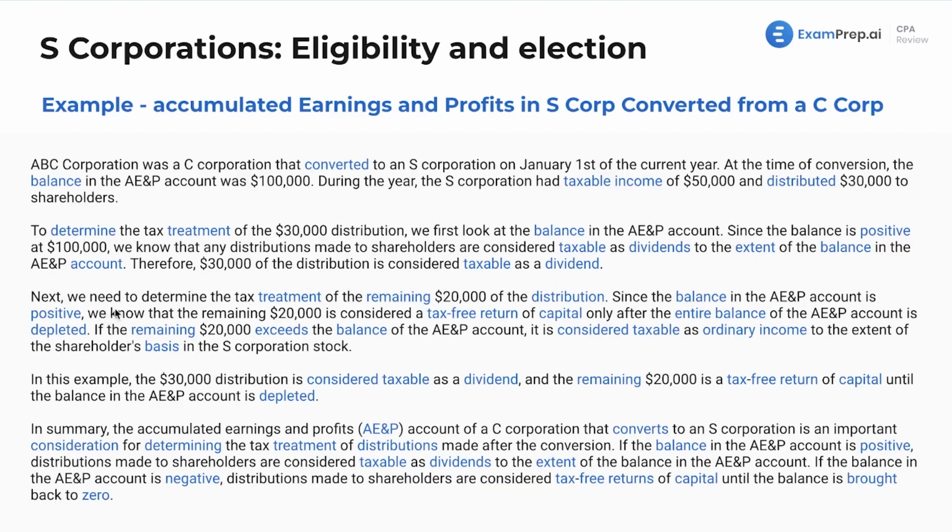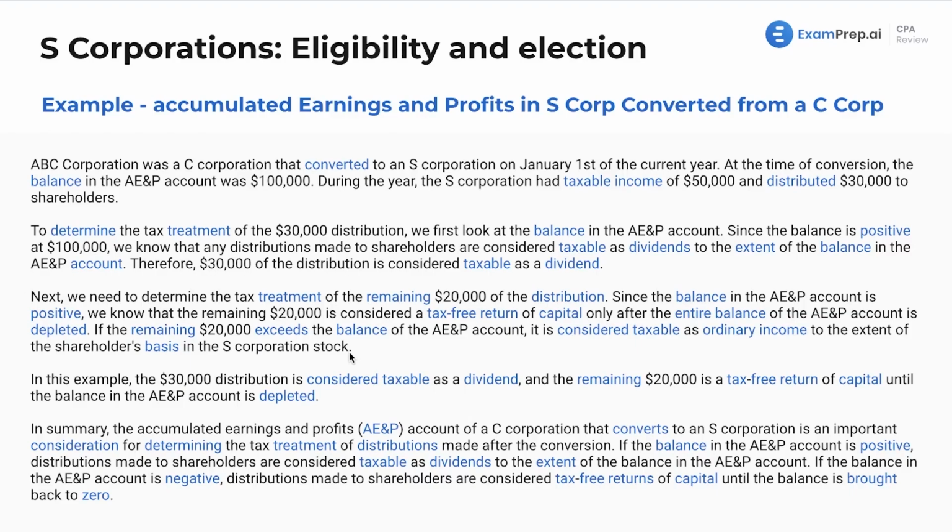Next up, we need to determine the tax treatment of the remaining $20,000 of the distribution. Since the balance in the AE and P account is positive, we know that the remaining $20,000 is considered a tax-free return of capital only after the entire balance of the account is depleted. Now, if the remaining $20,000 exceeds the balance of the account, it is considered taxable as ordinary income to the extent of the shareholders' basis in the S-Corp stock. Again, we're seeing the similarities of the tax treatments of distributions similar to what we saw in C Corps.